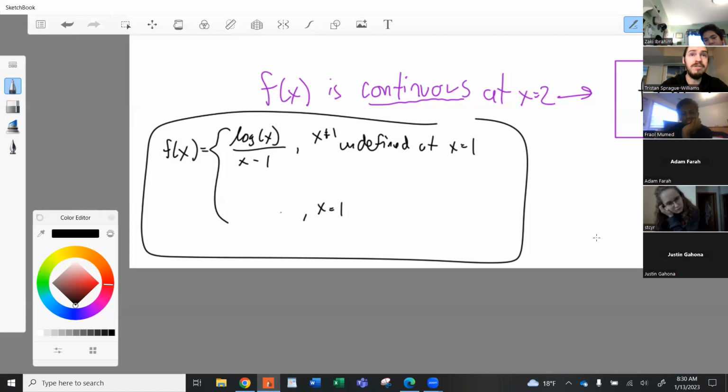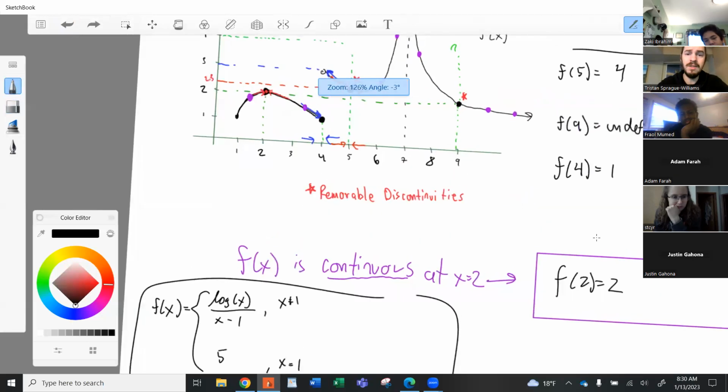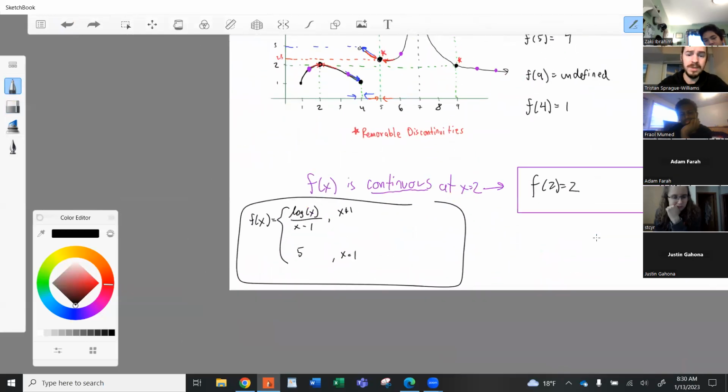And then I could use a constant number here. I could say at x equals 1, let's define it to equal 5 or whatever. And now I've redefined the value of the function. Now it's not undefined anymore. Now it's not undefined at x equals 1. Now it equals 5 when x equals 1. Now, if I wanted to fill in the hole, I'd have to figure out what the limit is. And I think we did that yesterday.